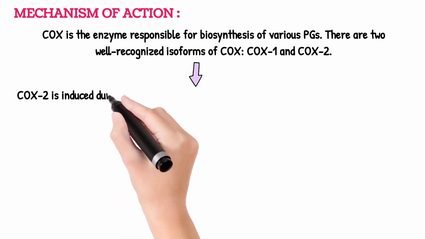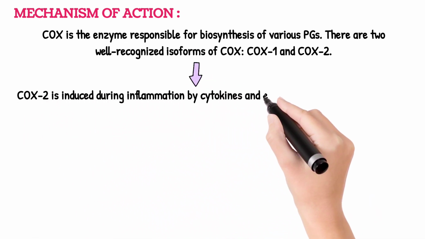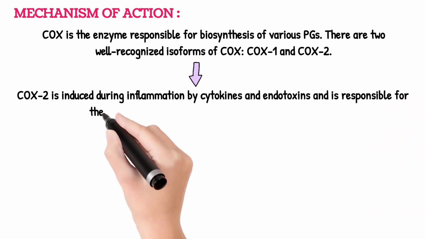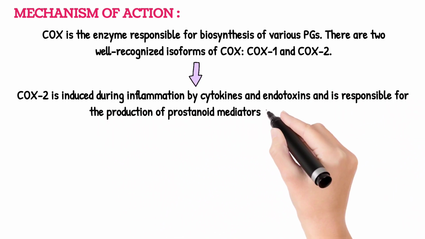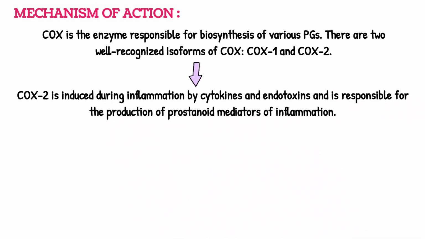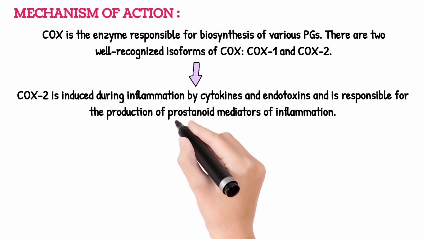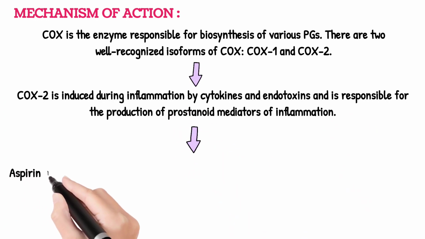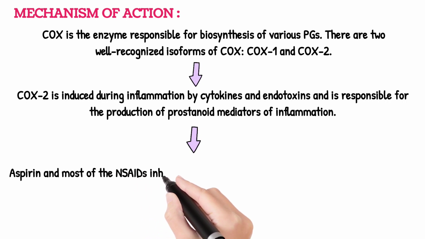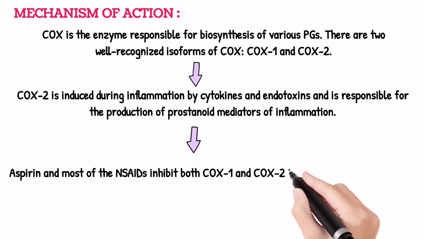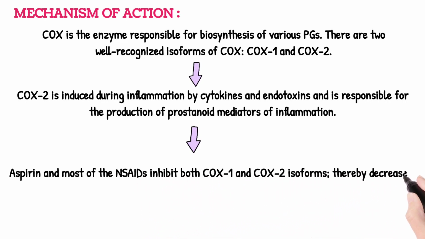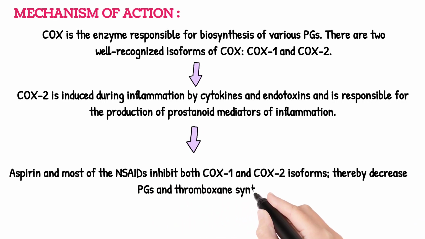Cyclooxygenase 2 is mainly induced during inflammation by cytokines and endotoxins and is responsible for various productions of prostanoid mediators of inflammation. Here, aspirin and most of the NSAIDs inhibit both COX-1 and COX-2 isoforms, thereby decreasing prostaglandin synthesis and thromboxane synthesis.